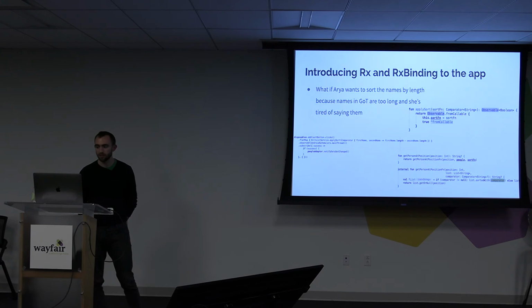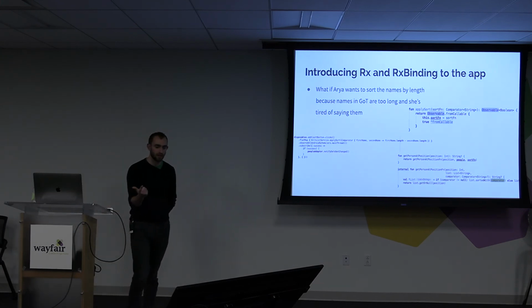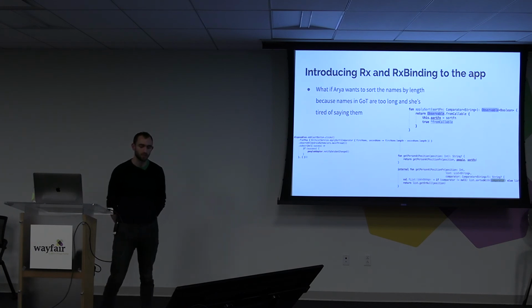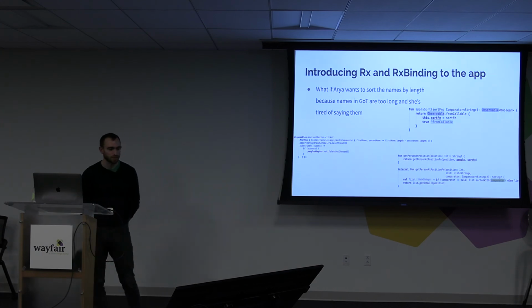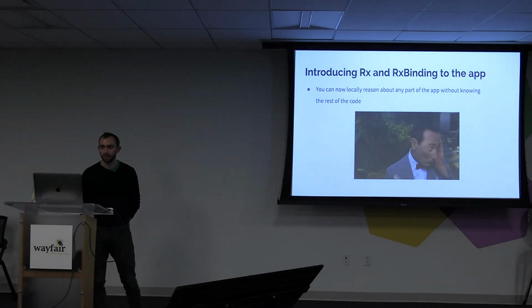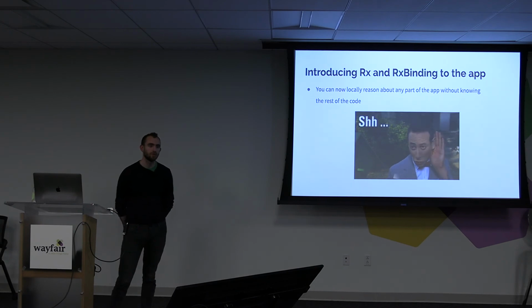Now we can look at this get person at position, which takes in a position, a list of names, and a comparator. And without really knowing anything about the app, we know exactly what this function is doing. And we can test it easily with different lists of names, different comparators, and all sorts of things. So like I said, with using more functional practices, you can now locally reason about any portion of your app without knowing the entire state. And this is a really powerful thing.